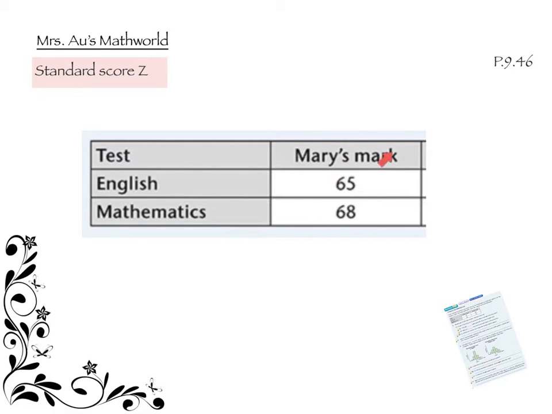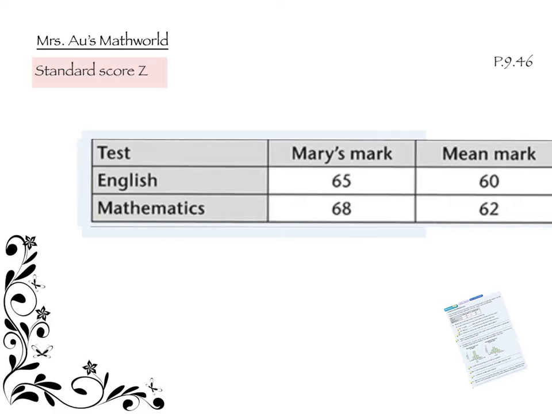So these are the original scores of Mary in the examination, in the test. You can see Mary's mark in English is 65, which is lower than math. Then you may think, did Mary do better in math, or is she poor in English? We don't have enough information. To decide, we need one more important piece of information, which is the mean mark.